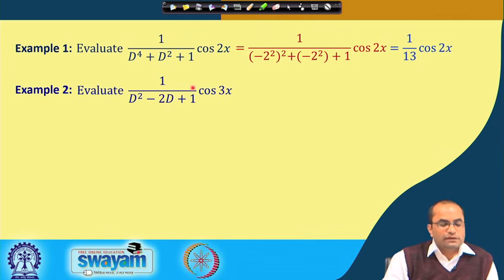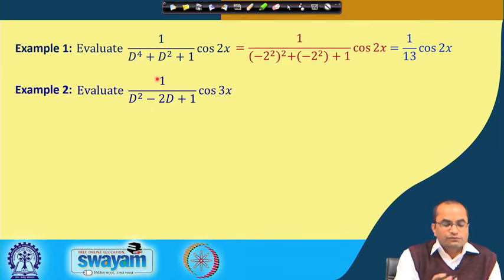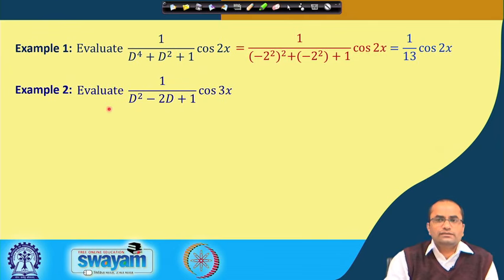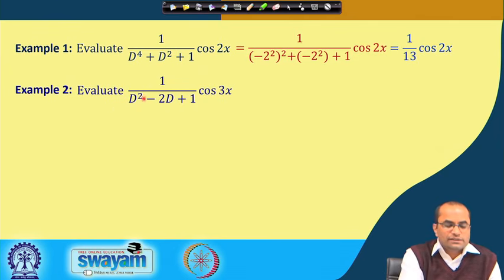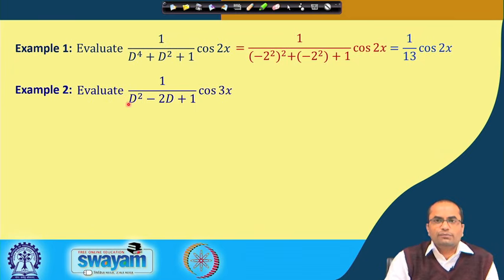We take another example where we will evaluate 1 over d square minus 2d plus 1, and this we want to evaluate on cos 3x, the cosine function of 3x. Now in this case also we cannot use that trick where everything can be made into d square like in the earlier case, but here we have this d square. So, again we will apply that trick here.